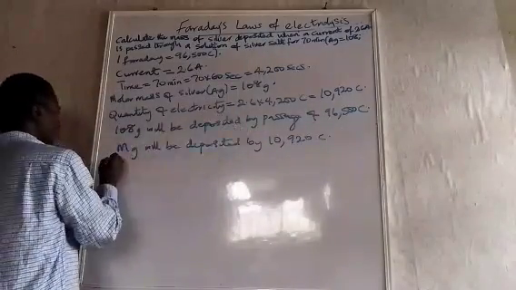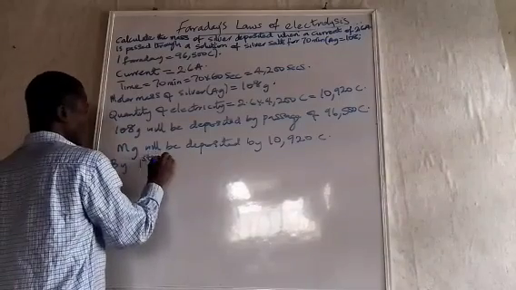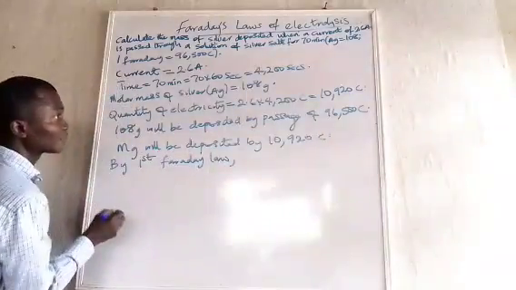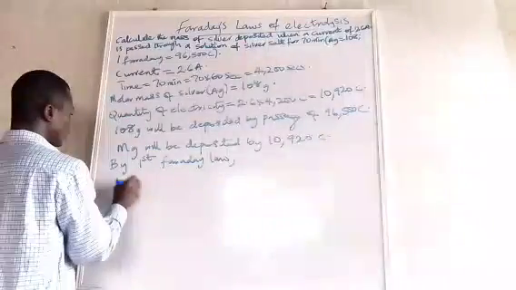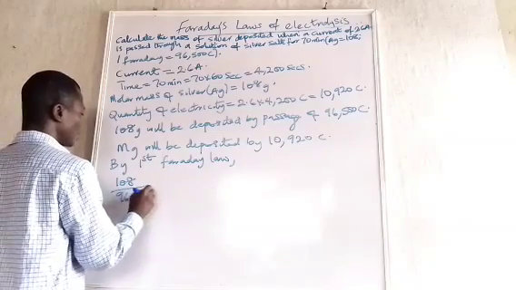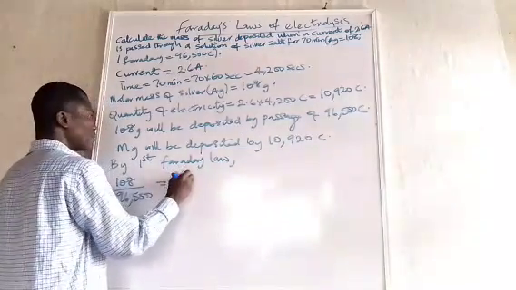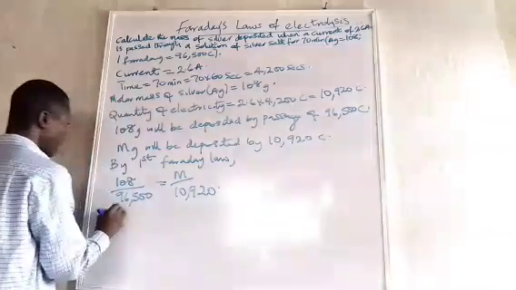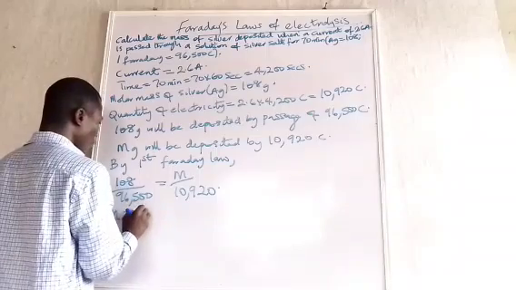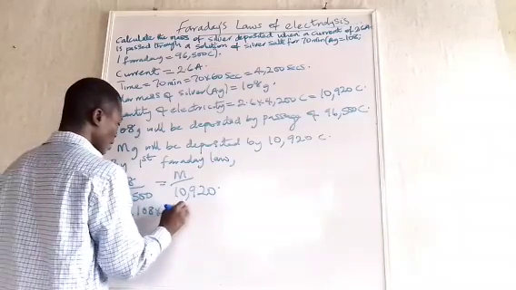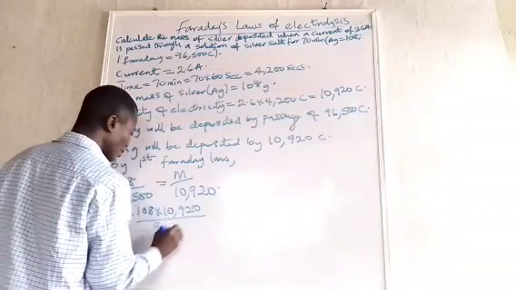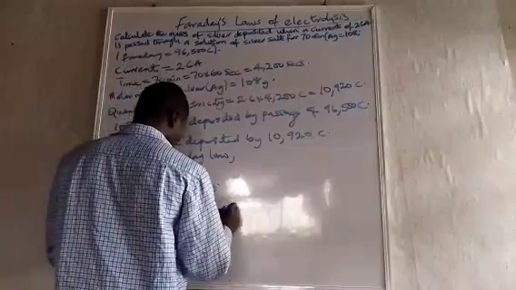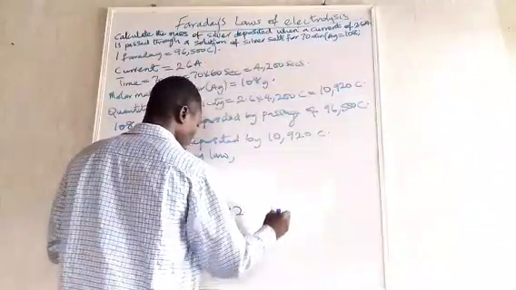Since we are talking about the first Faraday law, we are talking about the same elements. It means that 108 over 96,500 will be equal to m over 10,920. So m will be equal to 108 times 10,920 over 96,500. So this gives me 12.22 grams.